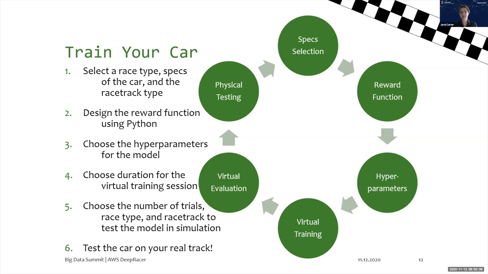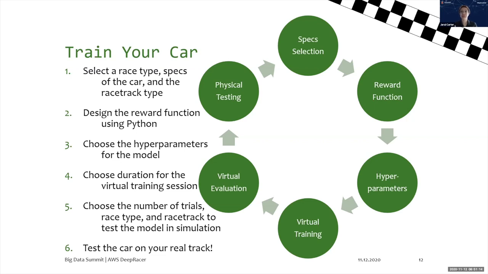And then the second step is actually designing the reward function. This uses a little bit of code, specifically Python, and the documentation actually provides a lot of clarity and examples and different parameters you can use. The third step here is choosing the hyperparameters for the model. Hyperparameters are things you choose before the model actually performs training. An example of this would be entropy, which essentially introduces some randomness into the actions taken by the agent.